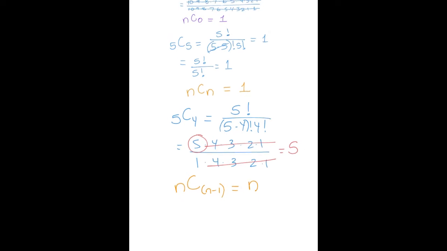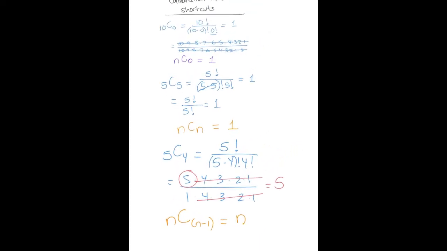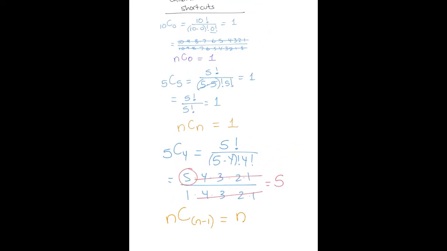So just a simple version of each of these, let's try something like this. For the first rule, 100 combination 0 is equal to 1. 100 combination 100 is equal to 1.